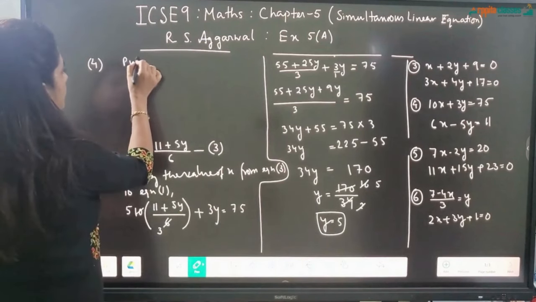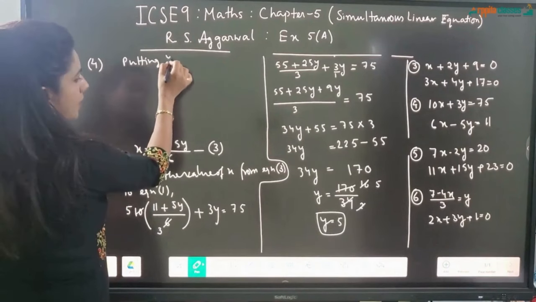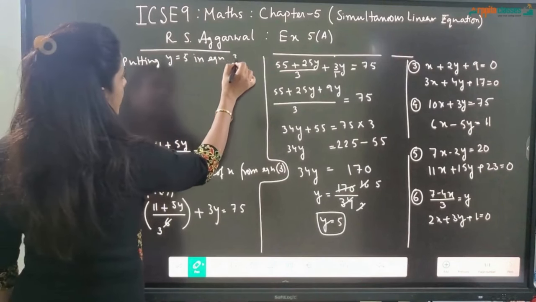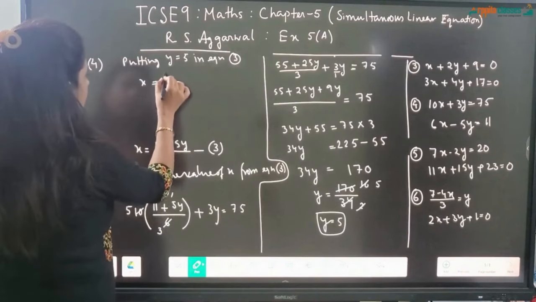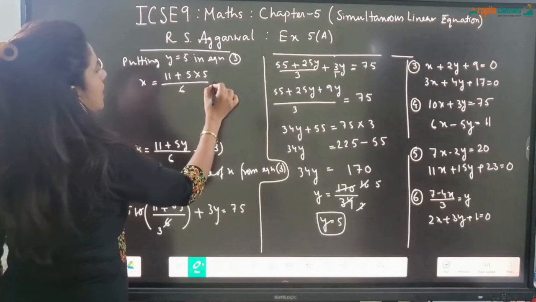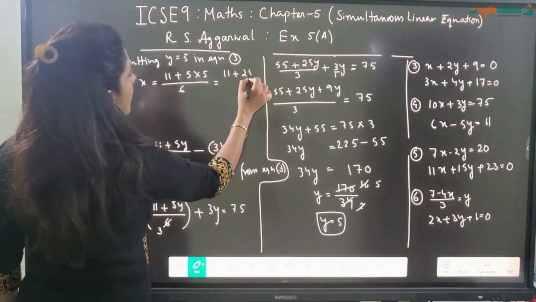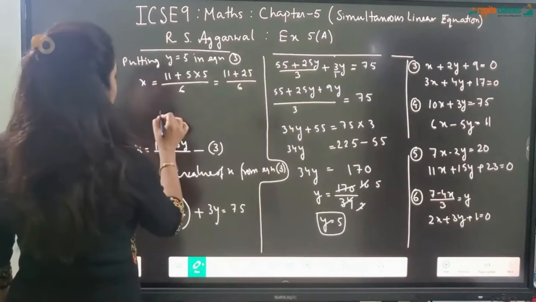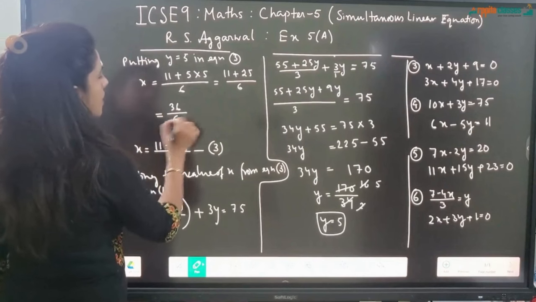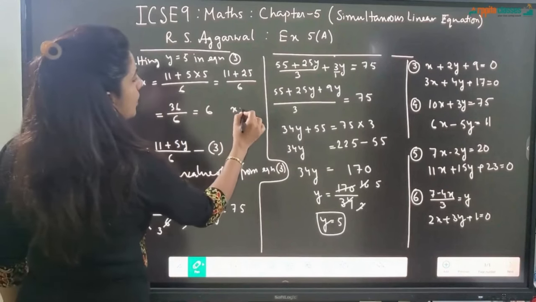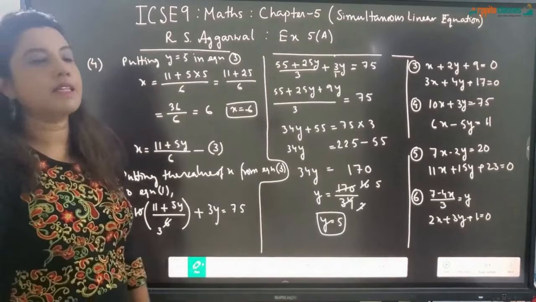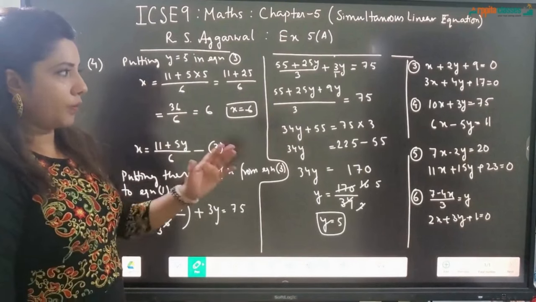Putting y is equal to 5 in equation 3. X is equal to 11 plus 5 into 5 divided by 6. That is 11 plus 25 divided by 6. 25 plus 11 is 36. 36 upon 6. So the value of x is equal to 6. So here we got the value of x, that is 6, and y, that is 5. So this was our question number 4.